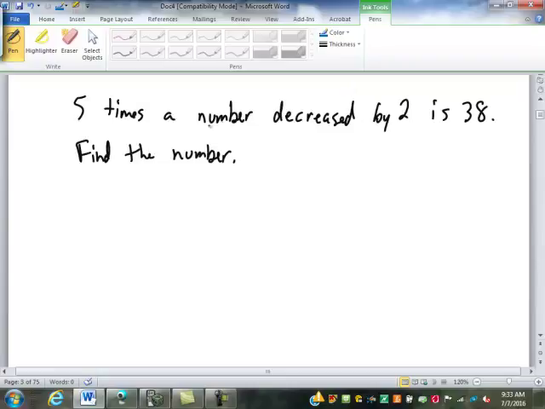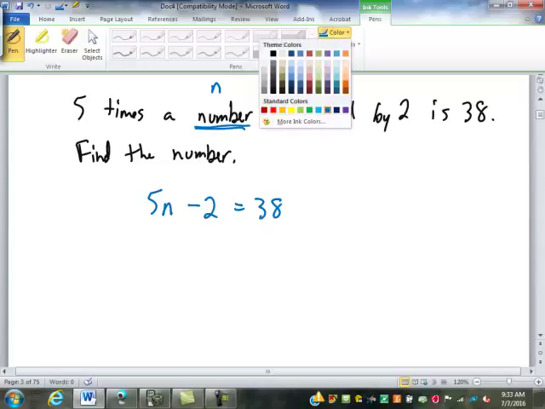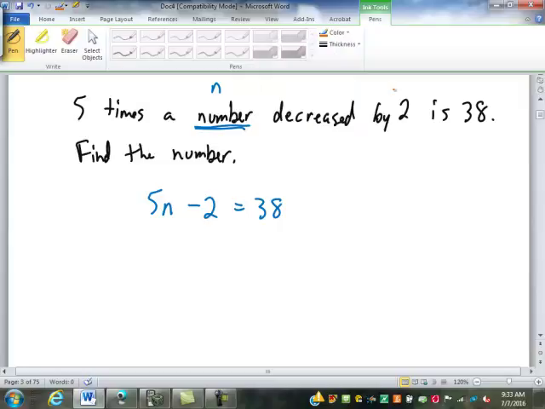Okay, we replace the number with a variable. You want to use n, that works. So 5n, or 5 times n minus 2, equals 38. Perfect. We first must translate the words into an algebraic sentence, or into an equation. Then what do we do with it? We solve it. We're going to add 2.